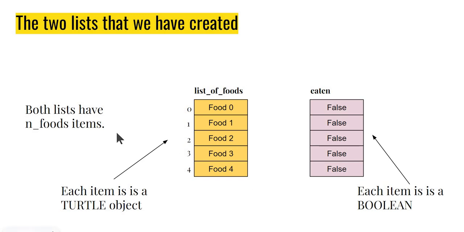Both lists have n food items. In the first list, which is the list of foods, each of these is a turtle object. In the second list, we have all booleans. There's a perfect correspondence. So if this food has been eaten, this will become true. If this food has been eaten, this will become true. Now, as I said, we do not know to start with in which order the foods will be eaten, and hence this list is needed.